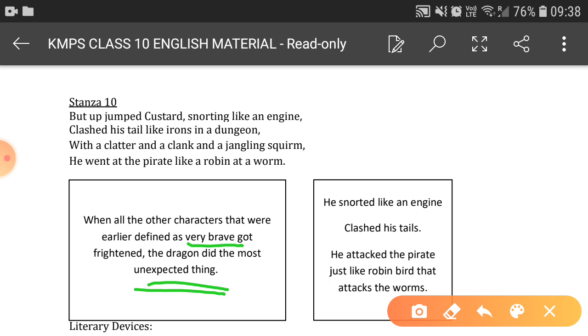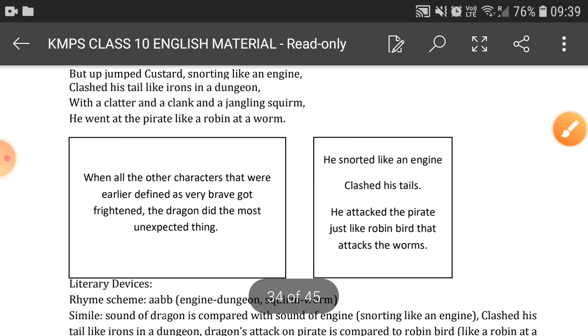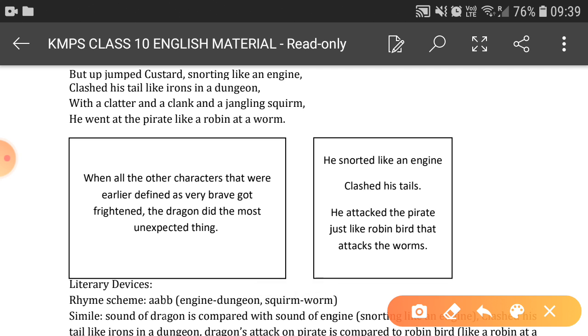He snorted like an engine, clashed his tail, and attacked the pirate just like a robin attacks a worm. So now you can see he is compared to a robin bird that attacks worms. You can see how differently this Custard is showing his character.